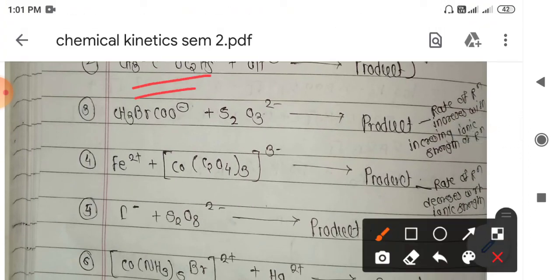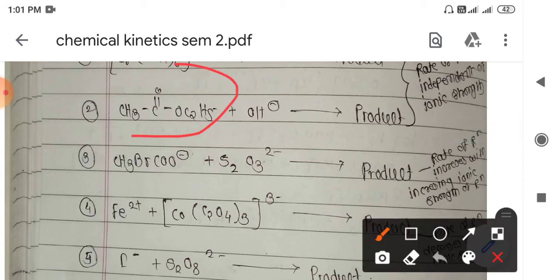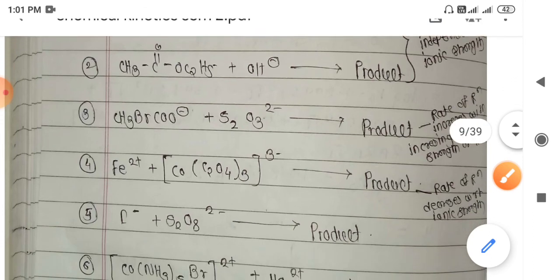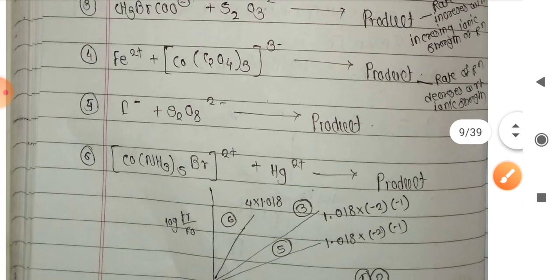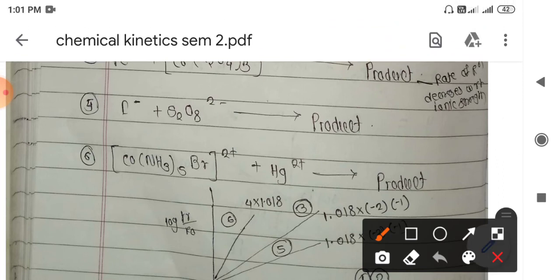Here the second case also contains an ester molecule, but the ester molecule is neutral, so again the overall rate is independent of ionic strength. Next is the case where both molecules have the same charges, that is minus minus, so the product is plus 2. So overall the slope is positive, and the rate constant of the reaction increases with increasing ionic strength. Then the next reaction is Fe2 plus reacting with a negative complex. So the slope is negative. If you increase the ionic strength of the solution, the overall rate of reaction decreases.